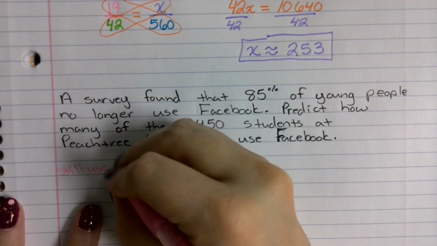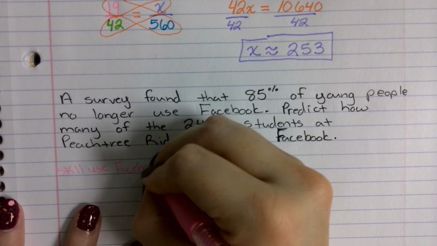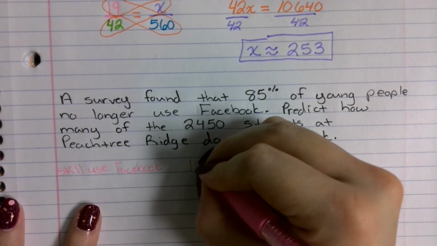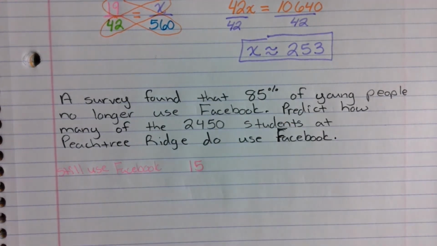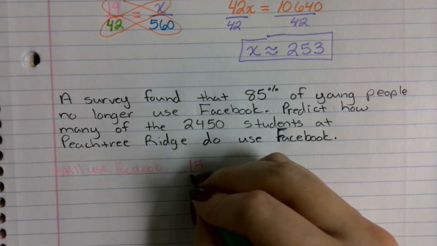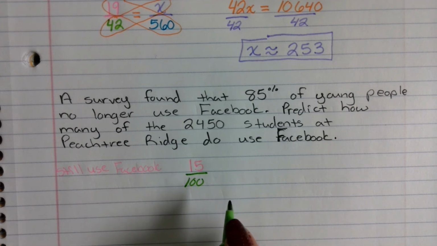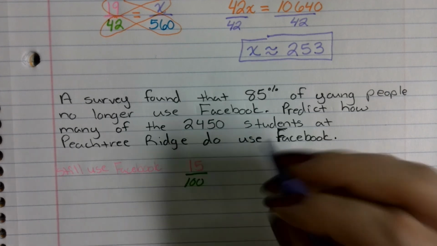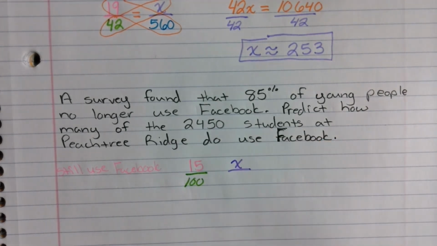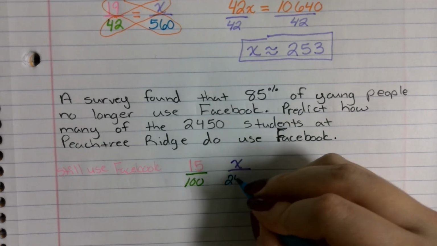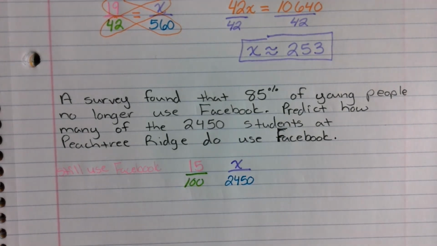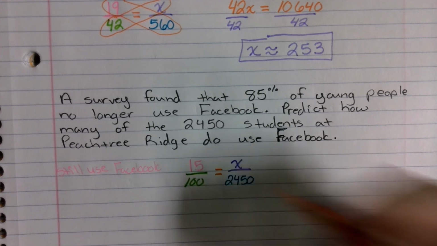So those people who still use Facebook would be 15. And since it's a percent, and I need to make it into a ratio, what do I put it out of? Percent is always out of how much? 100. So it's 15% out of 100, right? Still using Facebook would be 15 out of 100. Now, I want to figure out how many out of 2,450. So I set that up and then do my cross product.